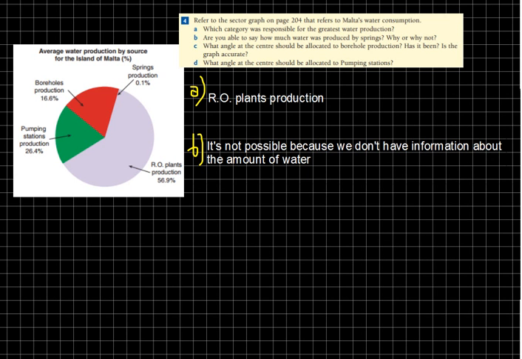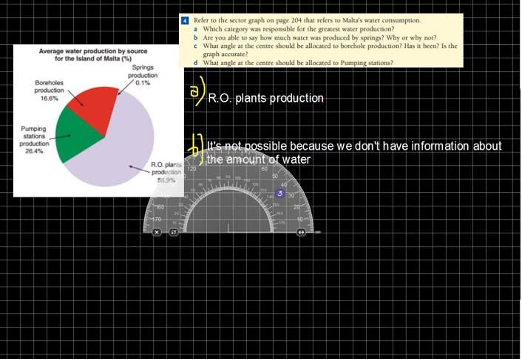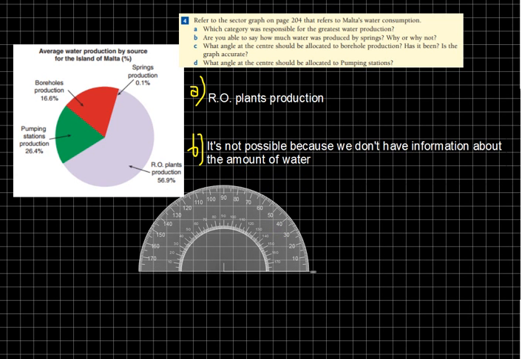Alright, now comes the part of the calculations. This time we must answer this question. What angle at the center should be allocated to the borehole production? Has it been? Is the graph accurate? And for that we must work with angles. Now if we want to work with angles, we must use, let's see, where is it, this instrument. It's very useful, and with it we can measure the angles.